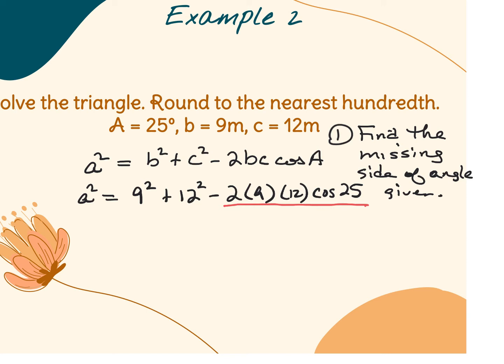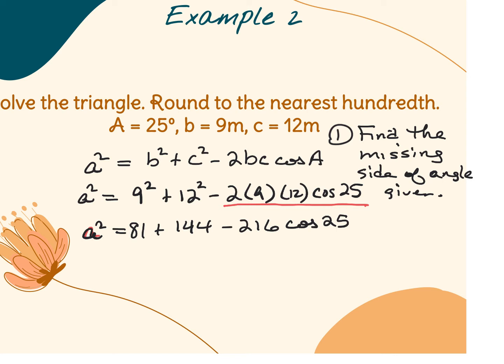But again, your calculator will probably do it just by you entering all these numbers. But again, play with your calculator. Everyone's calculators are different. So 9 squared is going to be 81. 12 squared is 144. 2 times 9 times 12 is 216. And then that's being multiplied to the cosine of 25. So I'm going to do that next.